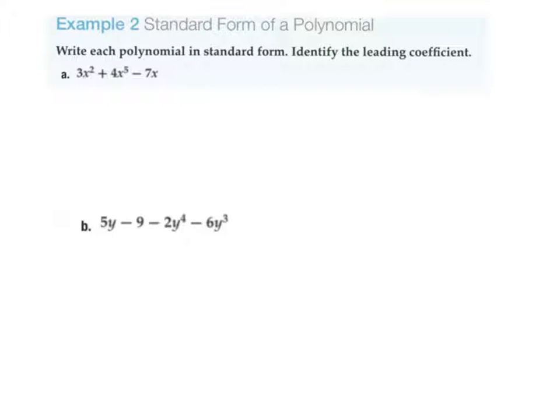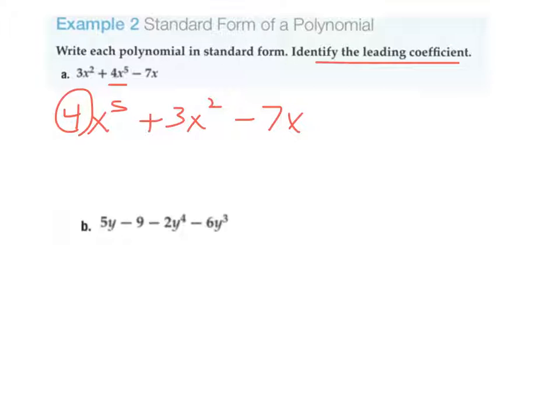Standard form means taking the highest exponent and putting it first and putting them down in order. So our highest exponent is 5, so you have 4x to the 5th power, and then our next one would be a positive 3x squared, and our next one would be a minus 7x. So this is what's called standard form, decreasing order, and the leading coefficient of this would be 4. So the answer to this question, leading coefficient, is whatever's in front after we put it in order. So our leading coefficient is 4.